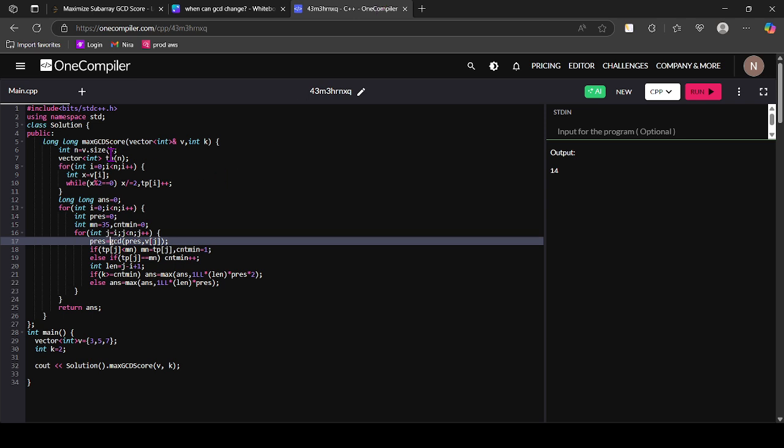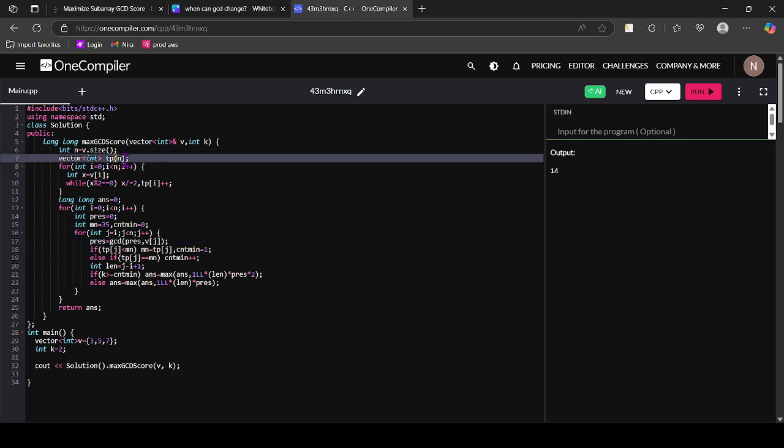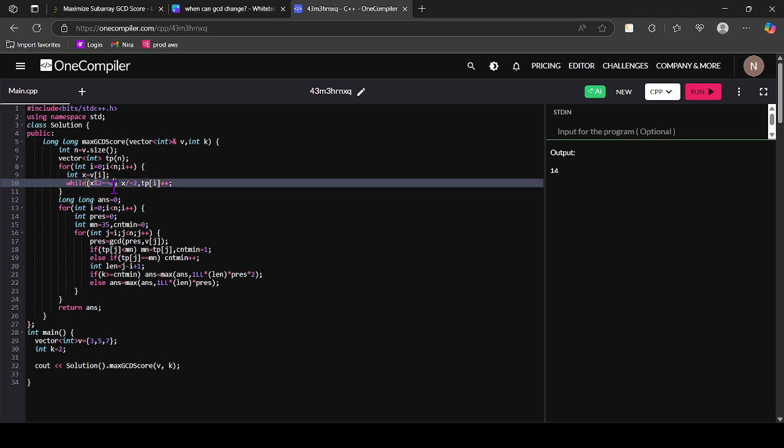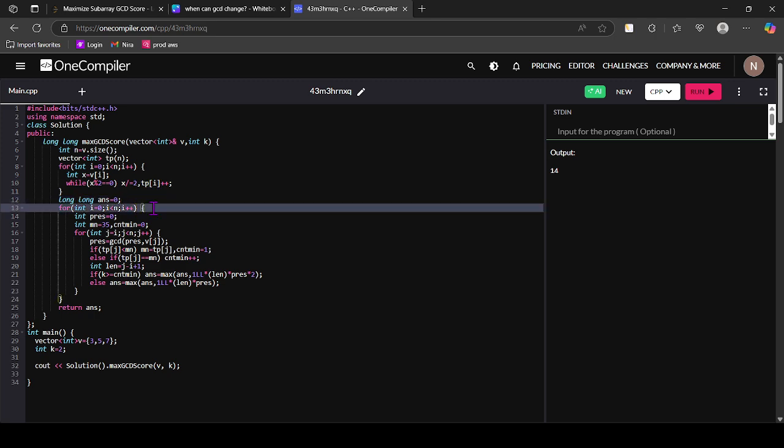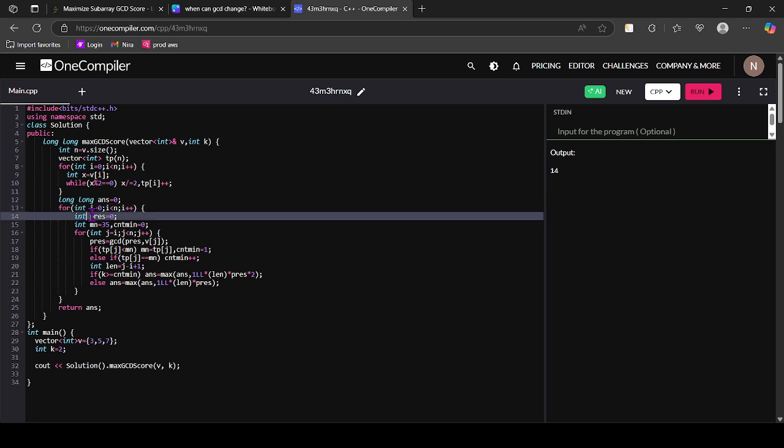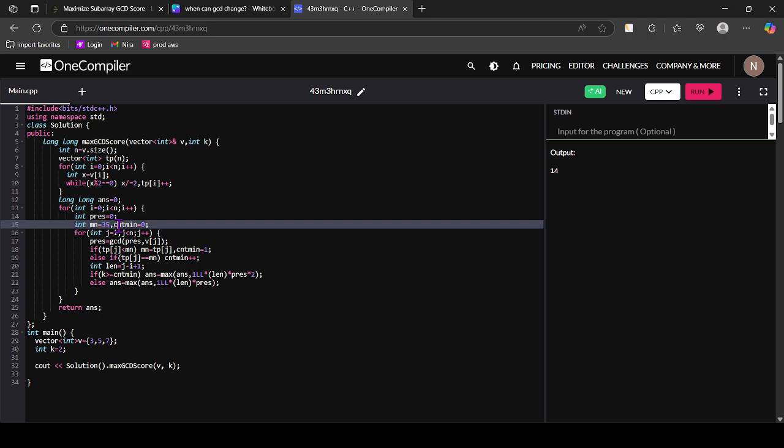So let's check the code. TP of n is equal to the maximum 2 power value, and we are traversing everyone, and we are traversing till the number is odd, dividing by 2 and incrementing the count. The answer is equal to 0. And we are traversing every starting point of the subarray, and present is equal to the present GCD. And what is the minimum power? The values are given less than 10 power 9, so it is maximum 32. So let's assume that minimum is 35, so that we will update it with the first value itself. So minimum is 35 and the count of minimum is 0.